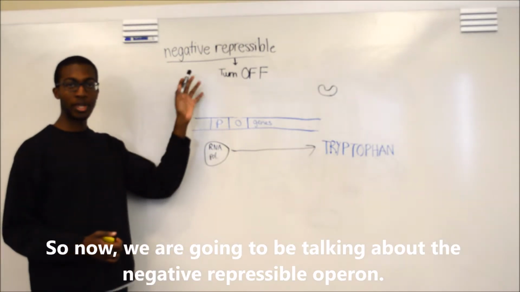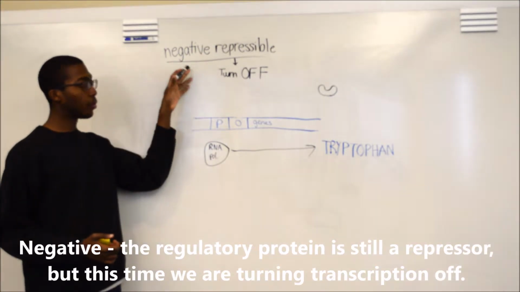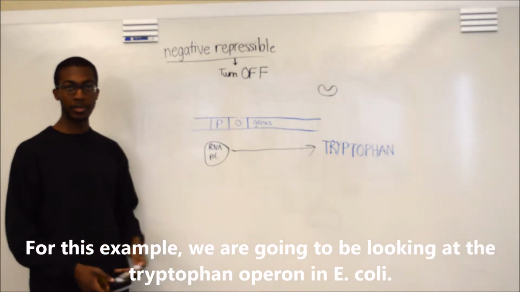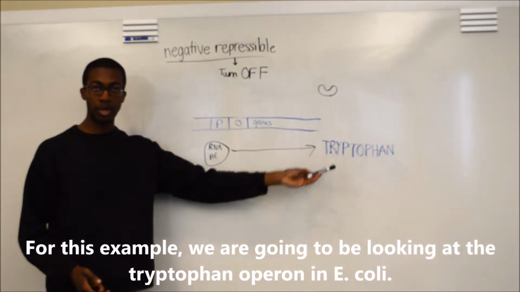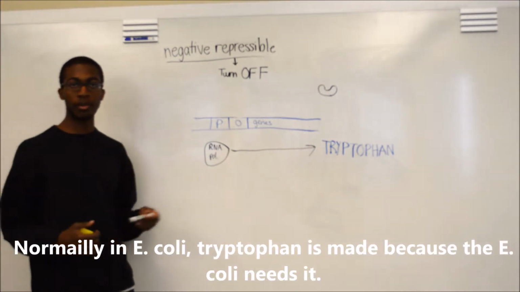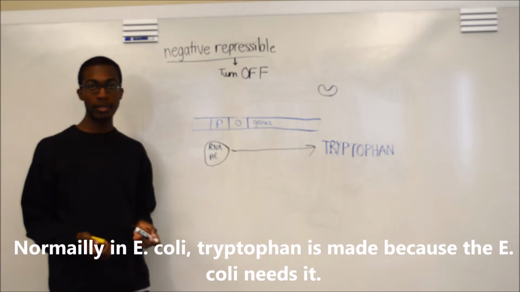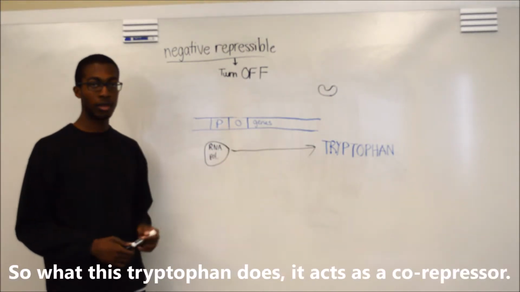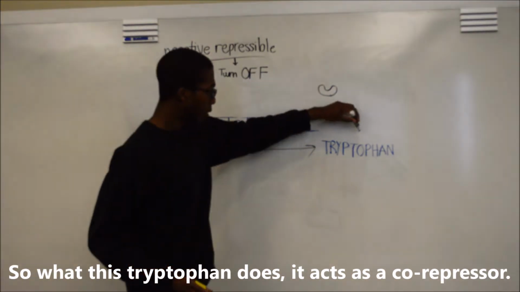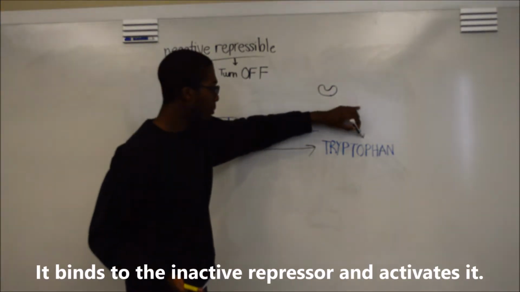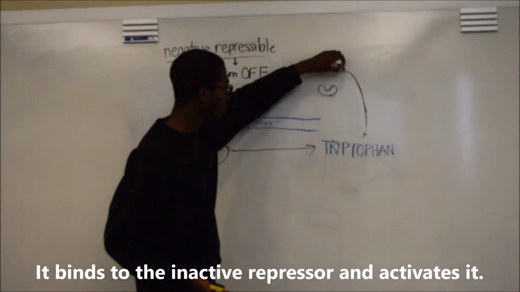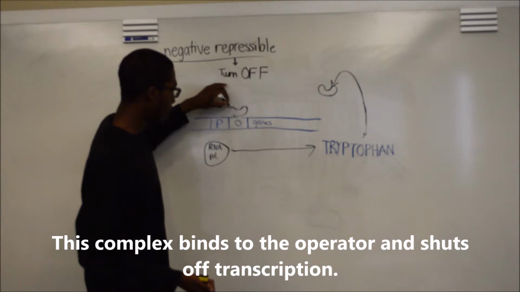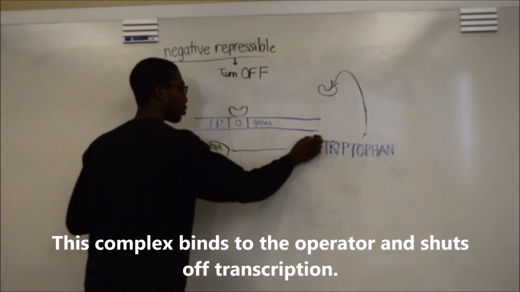Now we're going to be talking about the negative repressible operon. Negative, the regulator protein is still a repressor, but this time we're turning transcription off. For this example, we're going to be looking at the tryptophan operon in E. coli. Normally in E. coli, tryptophan is made because the E. coli needs it, but when enough of it is in the cell, they don't need to make any more of it. So tryptophan acts as a co-repressor. It binds to the inactive repressor and activates it. This complex binds to the operator and shuts off transcription.